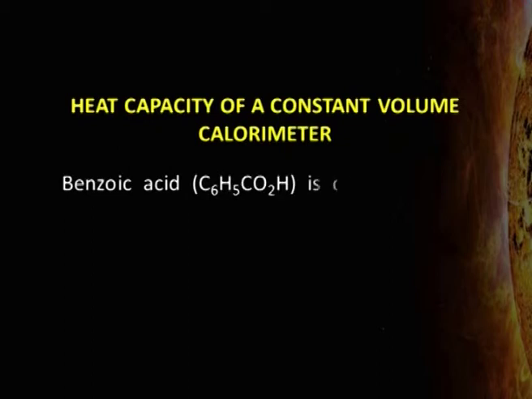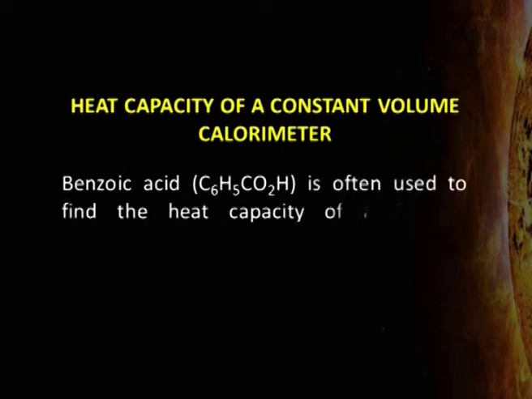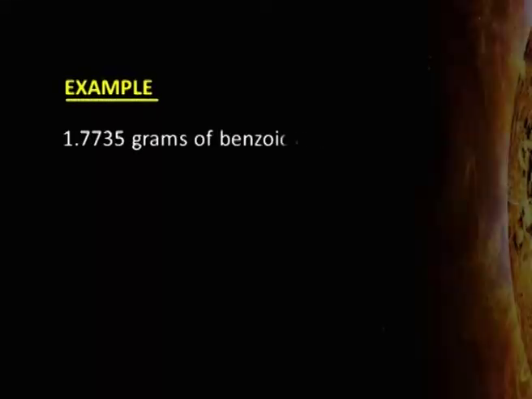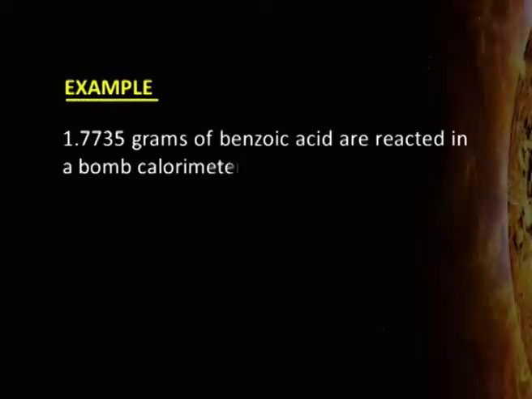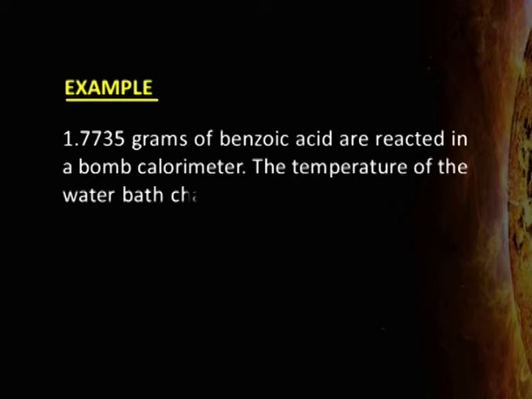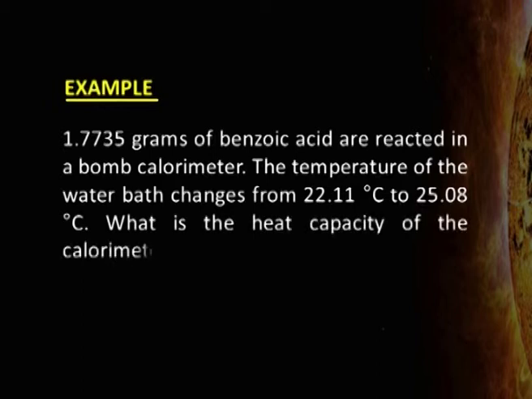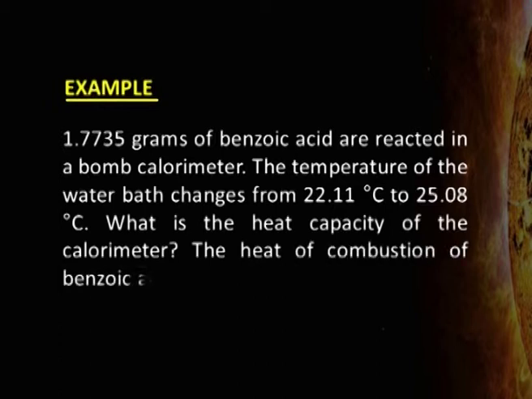Benzoic acid is often used to find the heat capacity of a bomb calorimeter because it is a stable solid which is easy to handle. For example, 1.7735 grams of benzoic acid are reacted in a bomb calorimeter. The temperature of the water bath changes from 22.11 degrees Celsius to 25.08 degrees Celsius. What is the heat capacity of the calorimeter? The heat of combustion of benzoic acid is minus 3228 kilojoules per mole.